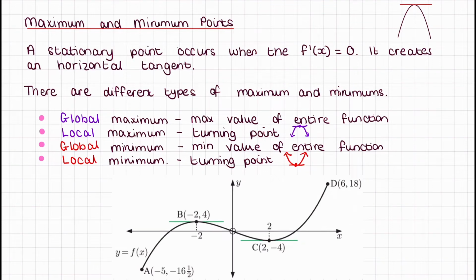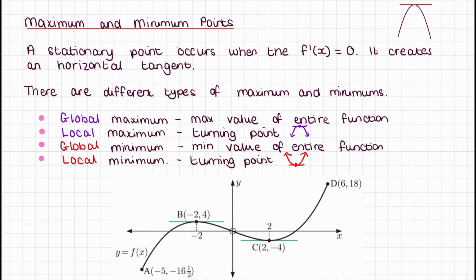This video is on maximum and minimum points. So a stationary point occurs when the derivative function, f'(x), equals 0, and it creates a horizontal tangent. You can see in the little picture at the top corner there, the horizontal tangent is like a maximum or minimum point of a curve.